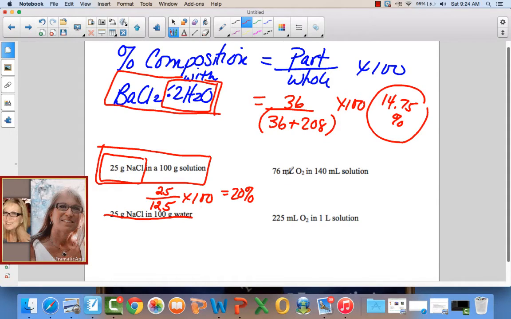Okay, 76 mL of O2 in 140 mL solution. Now they just changed it from grams to volume. It's going to be the same thing. This is going to be 76 over my whole, because the 76 is in 140 mL, we need the whole solution, so it is going to be 76 plus 140, times 100.